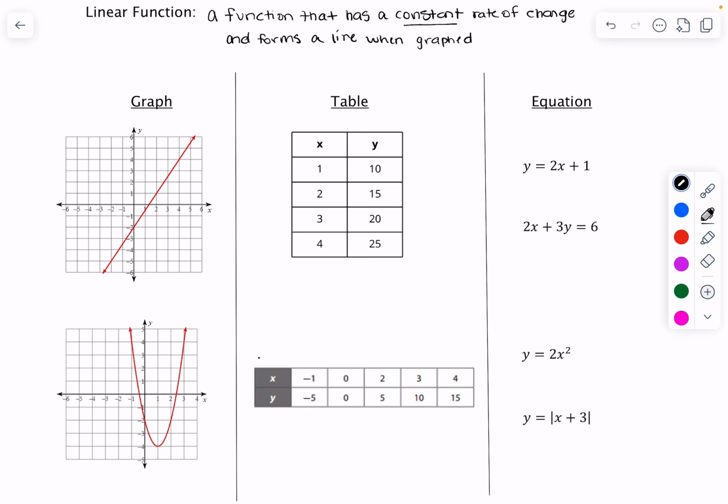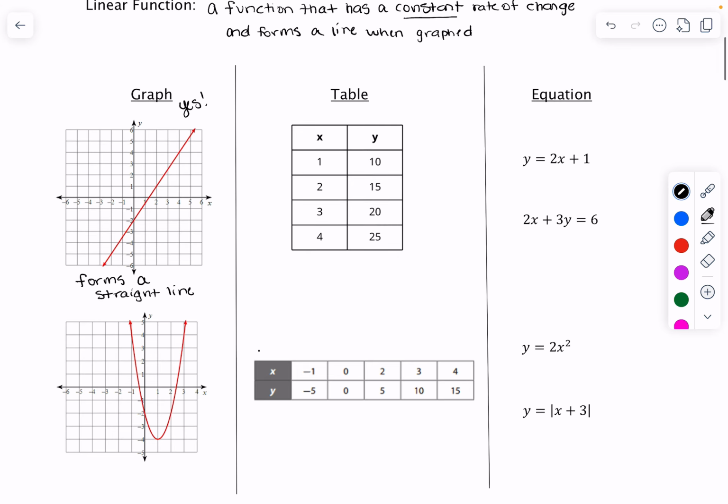This first graph right here, that graph is a line, so we can call that linear. It forms a line, and more specifically, it forms a straight line. So yes, it's linear. We can call that a linear function. Versus the graph below it.